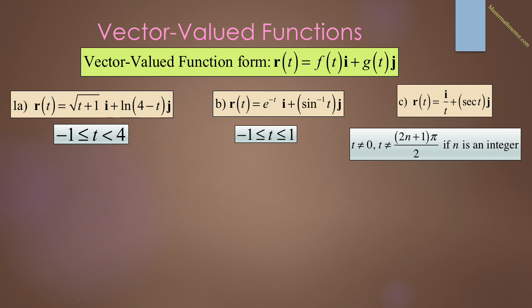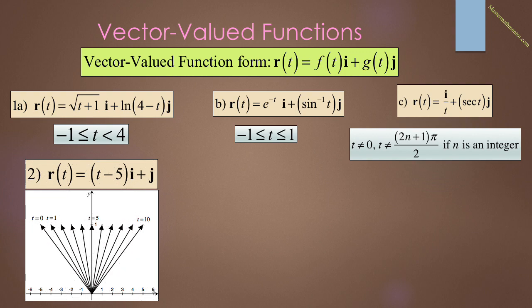In B, we have e to the negative t i, and t can be any number we want. But the inverse sine is only defined on negative 1 to 1, and therefore t must be a value between negative 1 and 1. In C, we know that because of the i over t, t cannot be 0. Since secant t can be written as 1 over cosine t, we know that t cannot be any values where its cosine is equal to 0. And that will be any expression in the form of (2n plus 1) pi over 2, where n is an integer.